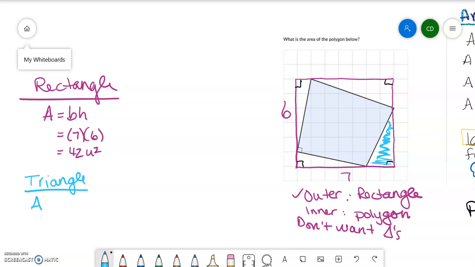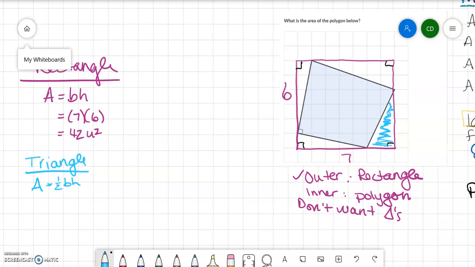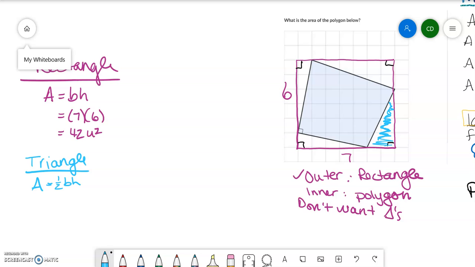Okay. So area for a triangle is either base times height divided by 2 or 1/2 base times height. I'm just going to write that 1/2 base times height. Doesn't matter which one you use, they're literally the same thing. Okay, so let's find the base and the height for that triangle.